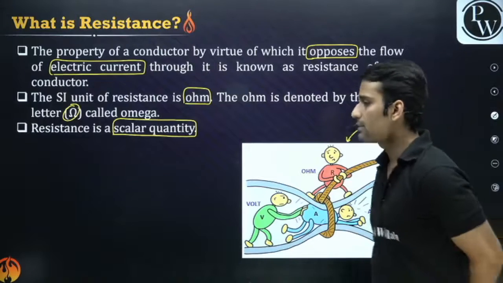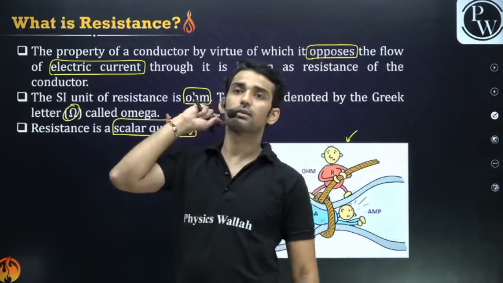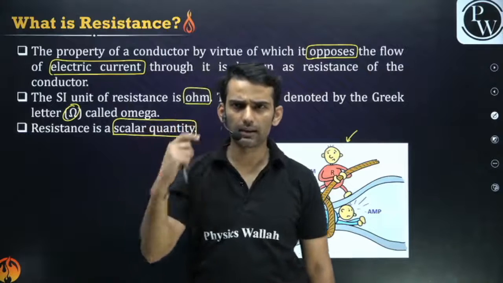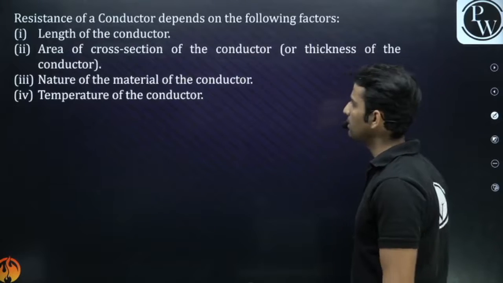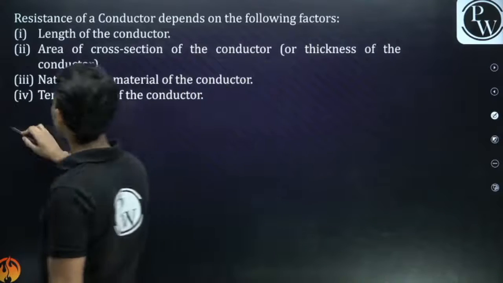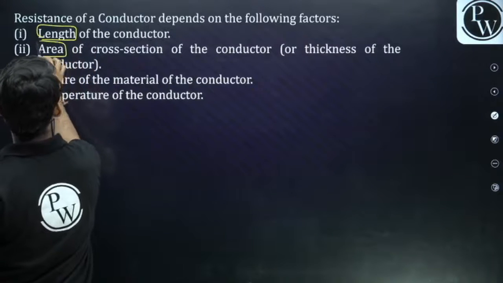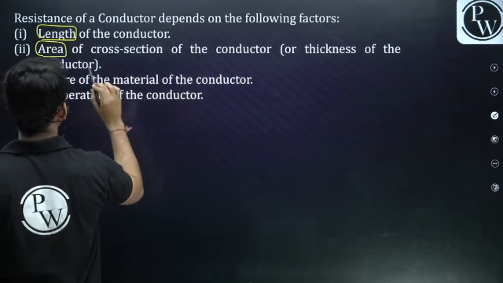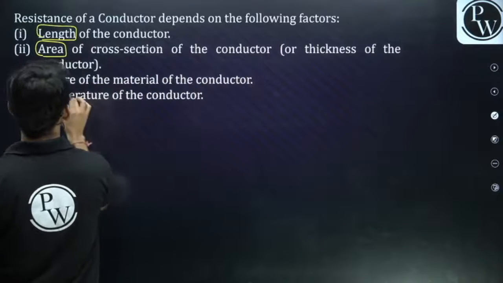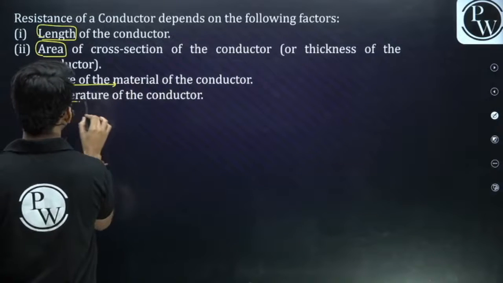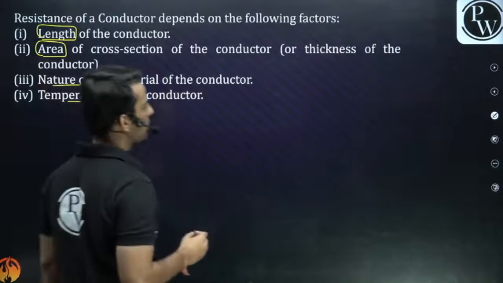Now the question is, on what factors does the resistance depend? Are there any factors on which resistance of a conductor depends? Yes guys. Basically resistance depends on the length. It depends on the area of cross section or the area of the conductor, or you can also call it thickness, nature of the material, and the temperature. Now let's have a look at how.